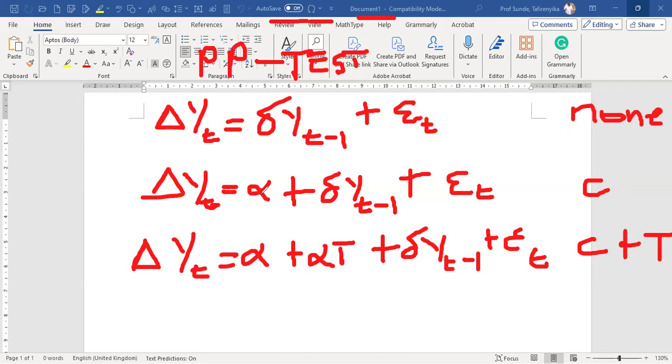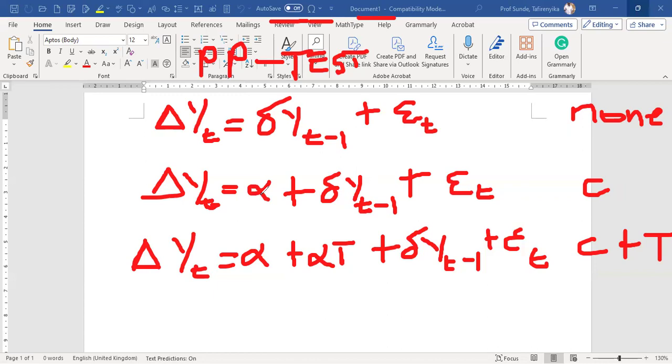Same applies with the Phillips-Perron test. You must know the three test equations. So if you know the Dickey-Fuller test equations, you also know the Phillips-Perron test equations because they are the same. The only difference is the way in which they are measured when we are using the software that we use to measure them. The Phillips-Perron test is a non-parametric type of test, but the Dickey-Fuller test is not a non-parametric type of test.